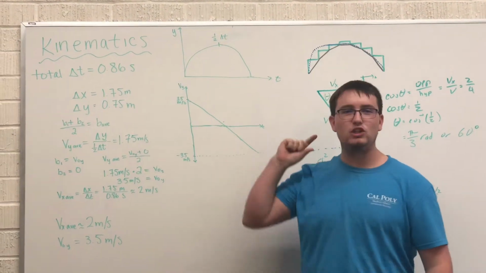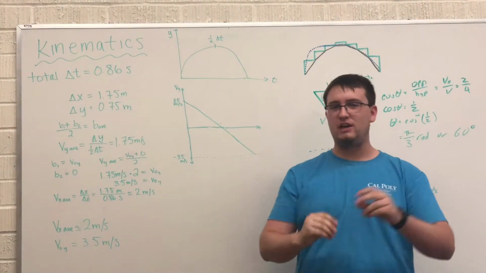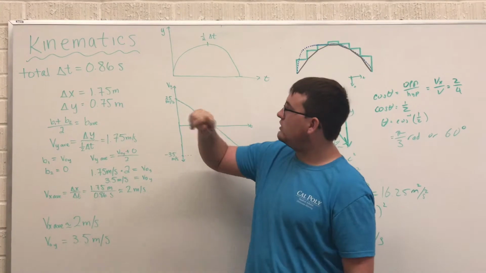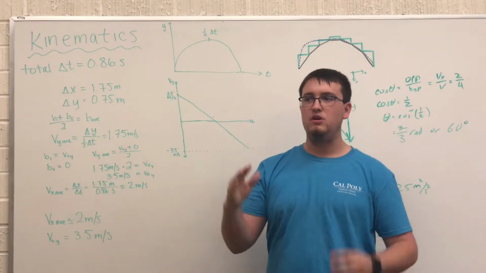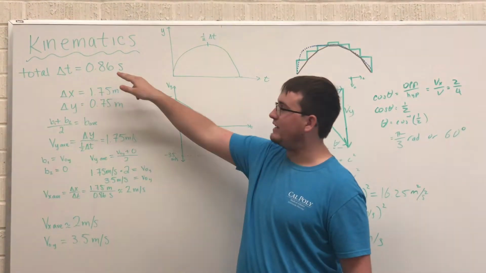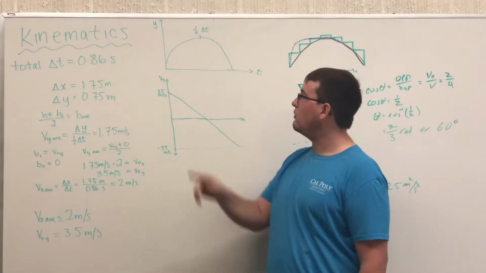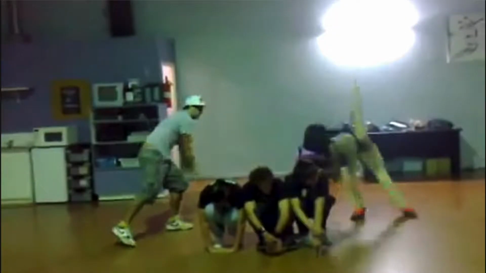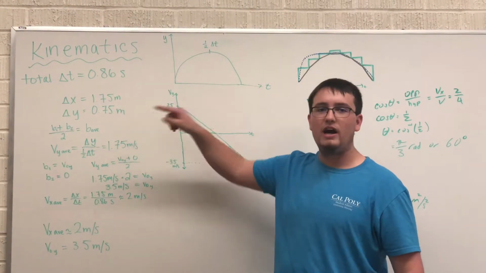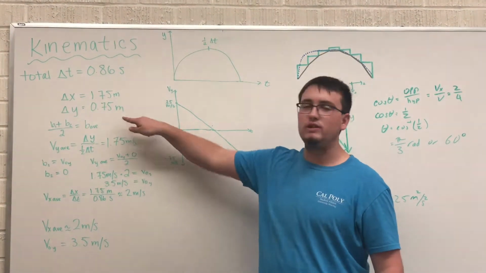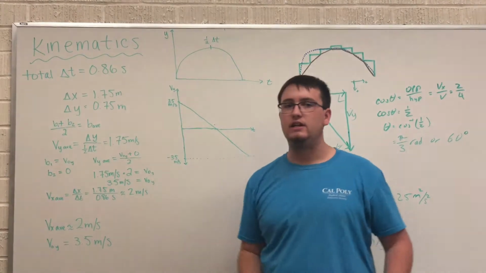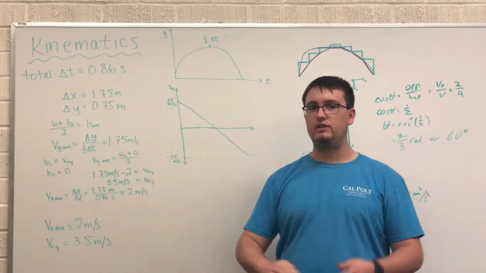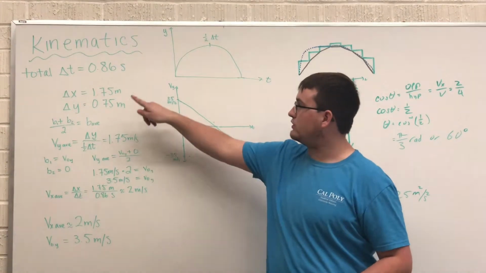Kinematics. This is looking through a kinematics lens. After some calculations with the video and using some frame rates, we learned that the total change in time for the jump was 0.86 seconds. This is from where he starts jumping to the point he makes initial contact with the ground. So delta y is the change in height. This is 0.75 meters.